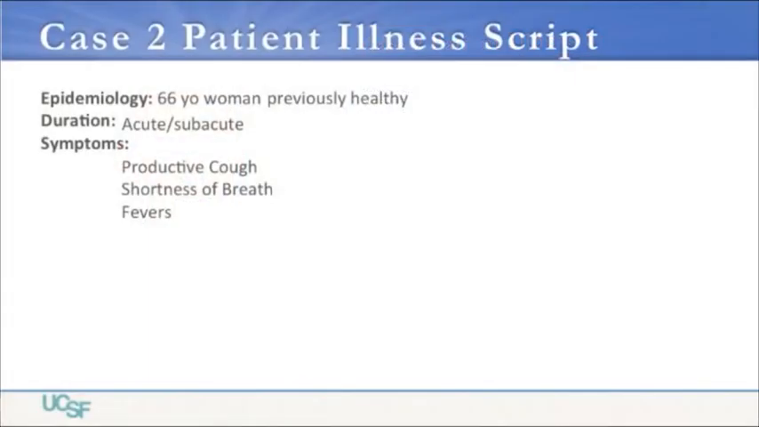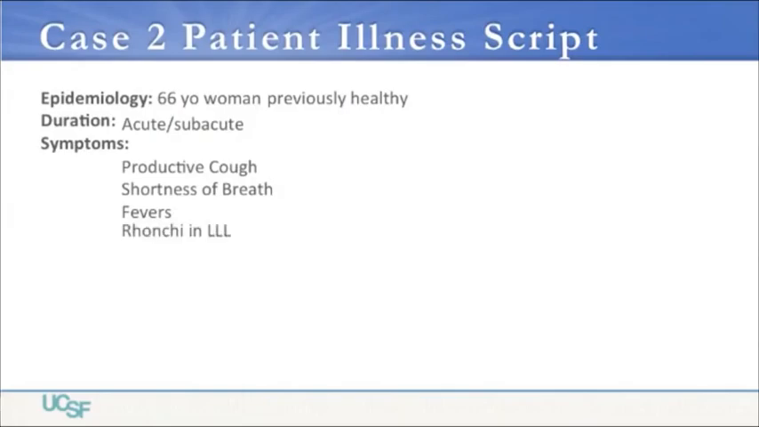Okay? So let's look at what happened to the illness script in this case and appreciate how much more that illness script changed from when the patient presented in the emergency room to when you made your final diagnosis at the end. So on triage and after your history, you get that this is a 66-year-old woman. As far as you know, she was previously healthy. Comes in with acute or subacute productive cough, shortness of breath, and fevers.